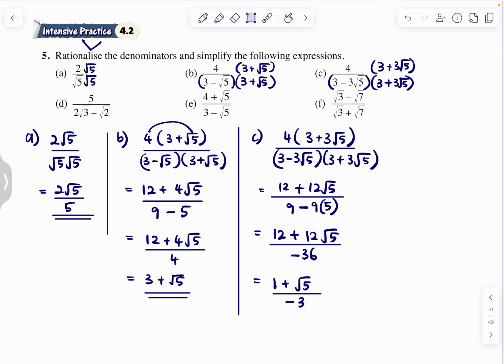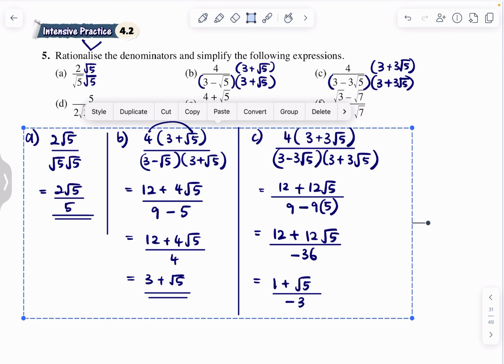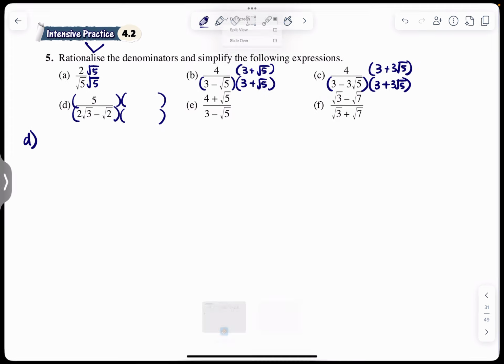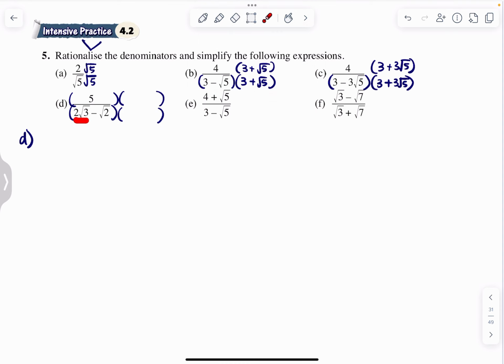Let's look at D, E and F. Right. Okay, let's look at D first. So here also same thing. We multiply the conjugate. So if this is 2 surd 3 minus surd 2, conjugate will be 2 surd 3 plus surd 2.